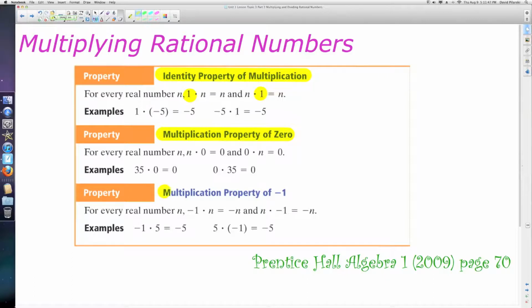Lastly, here we have the multiplication property of -1. Mathematically stated, it reads, for every real number n, -1 times n is equal to the opposite of n, and n times -1 is equal to the opposite of n. Basically, multiplying by -1 changes the sign of the number, but not its absolute value. When you multiply by -1, you change the sign of the number.